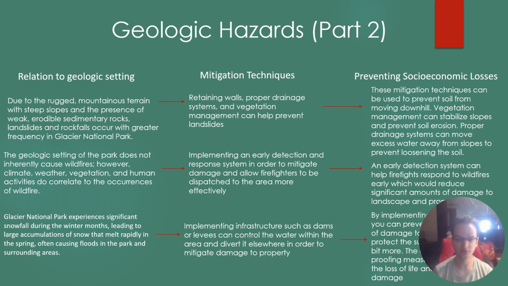Going into that, we also have a lot of flood events that can be prevented with dams or levees and by implementing vegetation management. This can ultimately lead to less damage, allow for people to be safer, and protect property as well.